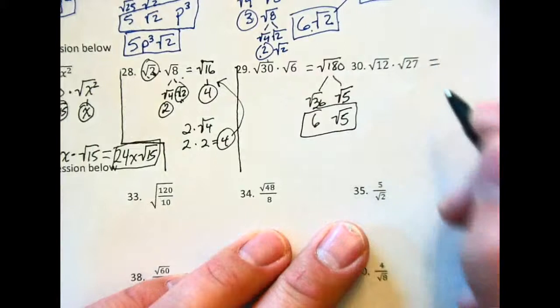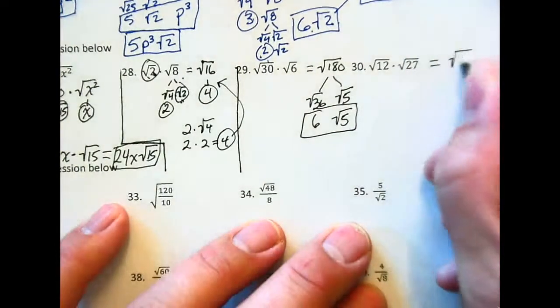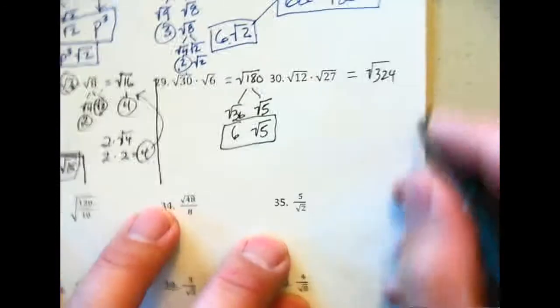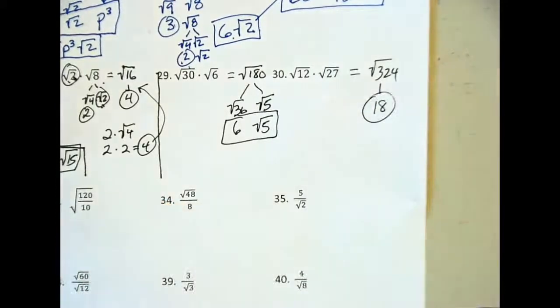12 times 27 is 324. Then square root that, and it's 18. Good. Root 324, and if you know your perfect squares, that breaks right to 18. Well done.